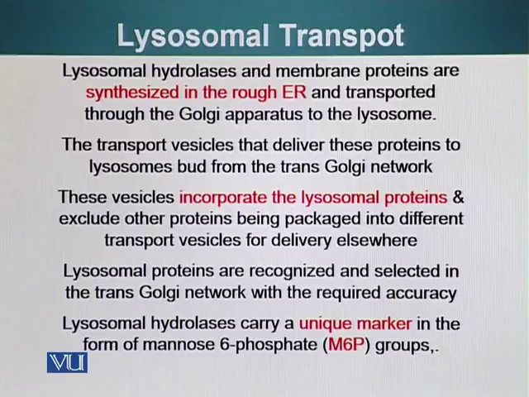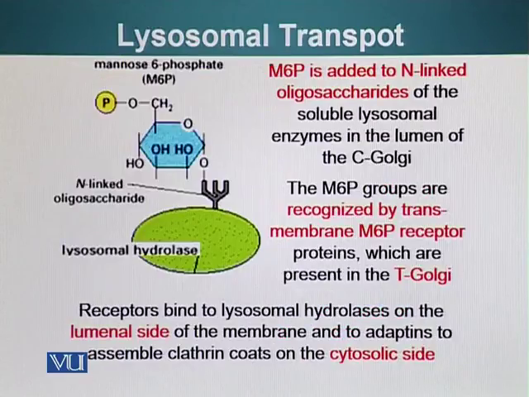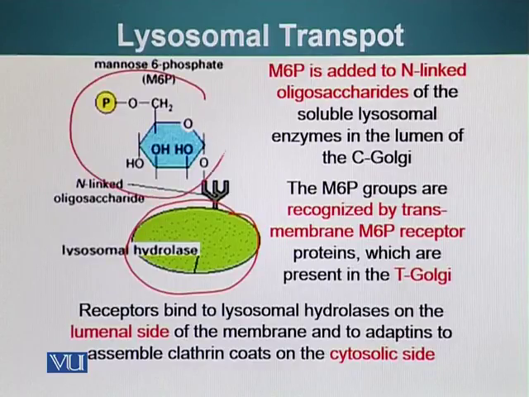Very accurate system. Lysosomal hydrolases carry a unique marker in the sequence of a specific sugar called mannose 6-phosphate, or M6P groups. Here, for example, you can see a lysosomal hydrolase. It is a glycosylated protein. It has sugar molecules attached to it, and to this protein the M6P is attached, and this is basically the address for proteins that have to be taken to the lysosome.